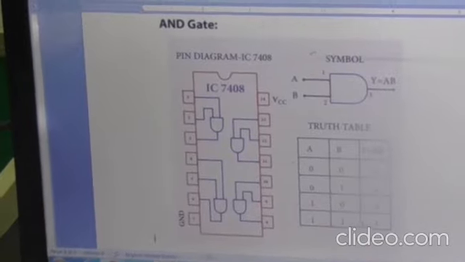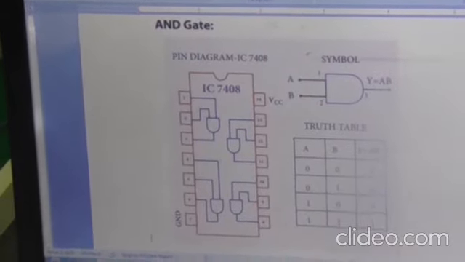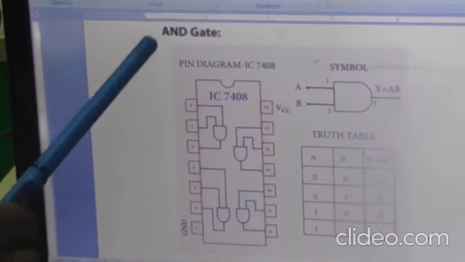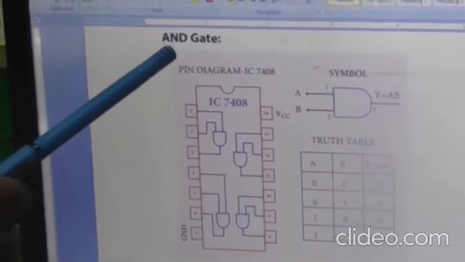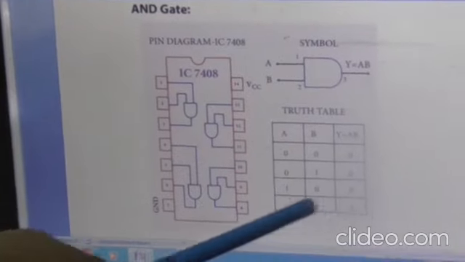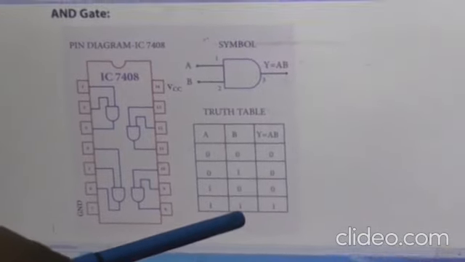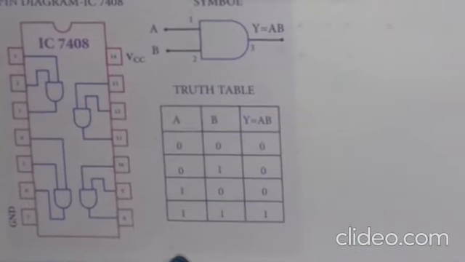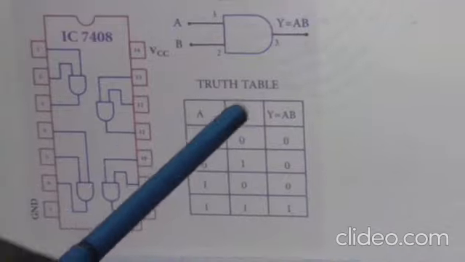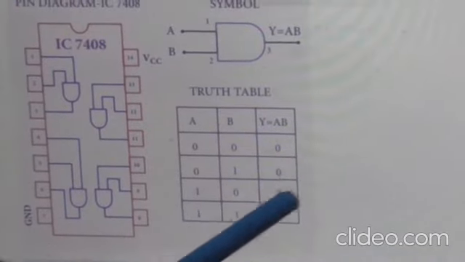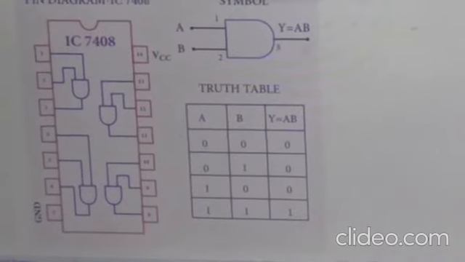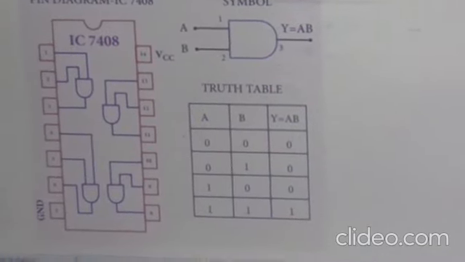Now first we concentrate on the AND gate. We know the definition of an AND gate: the output of an AND gate is high if both the inputs are high, otherwise it will be low. If you see the truth table, if both inputs A and B are 1 1, then we get the output 1, otherwise all the outputs are 0 in the other conditions.